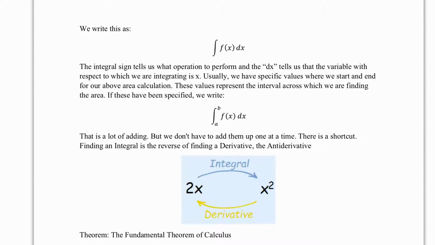And so these values are going to be the beginning and end of where you're trying to find the area, the a and b. So this is our final integral. We have from a to b, start at a, end at b, and find area. And that's a lot of adding. That's a lot of limits that we might have to do, but there's this shortcut.